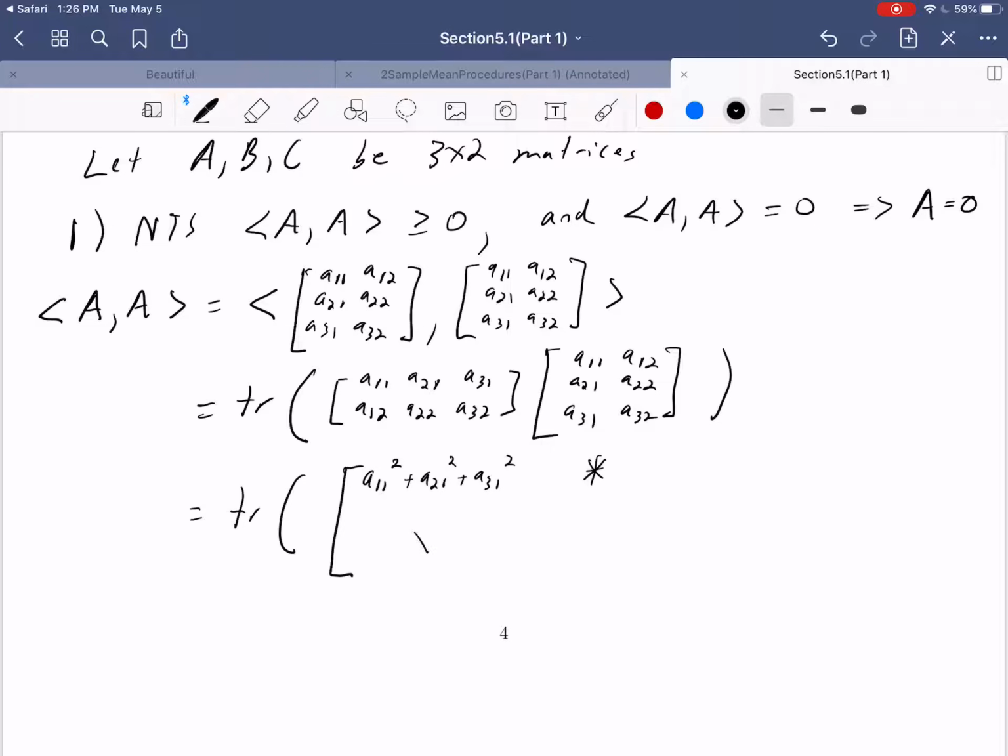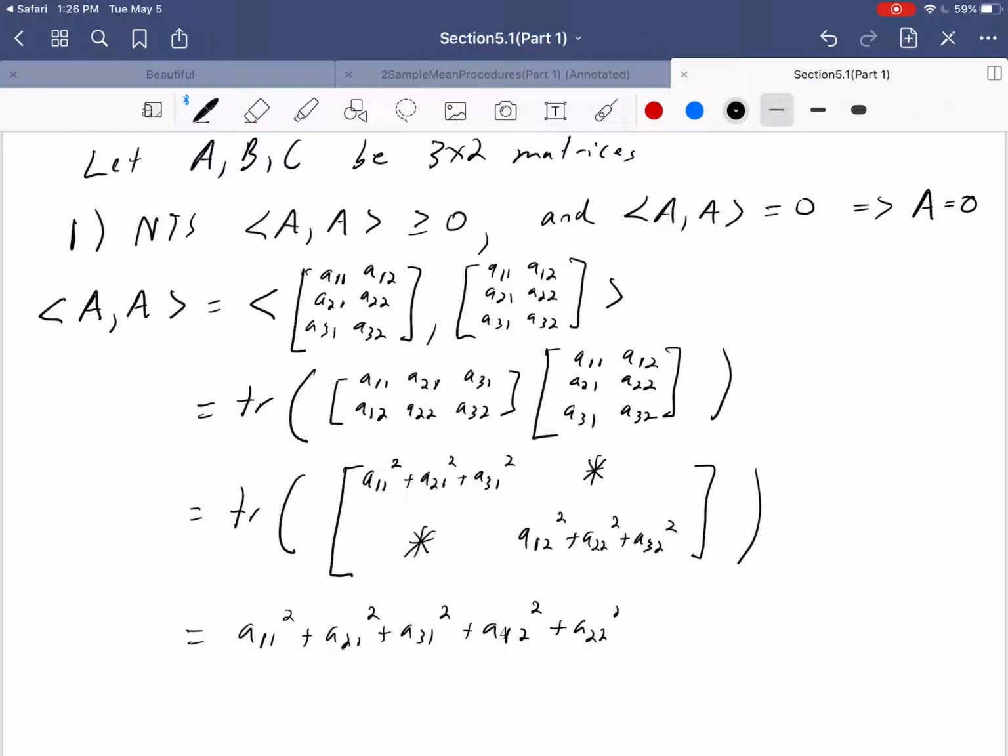Same thing with this guy down here. I'll skip this because this times this, I mean, it's an interesting element, but it's not going to contribute to the trace. So the last one I really need to care about is this times this, which looks like it's going to be A12 squared plus A22 squared plus A32 squared. And that means that the trace is actually going to be A11 squared plus A21 squared plus A31 squared plus A12 squared plus A22 squared plus A32 squared.